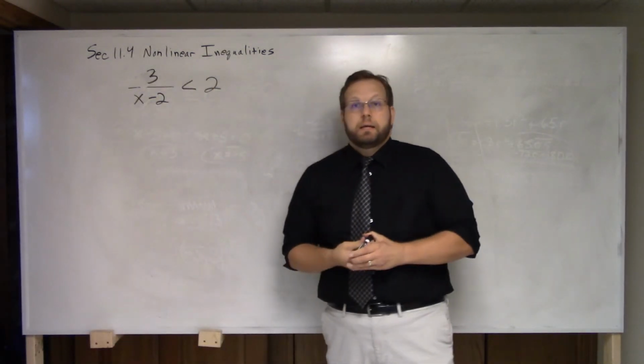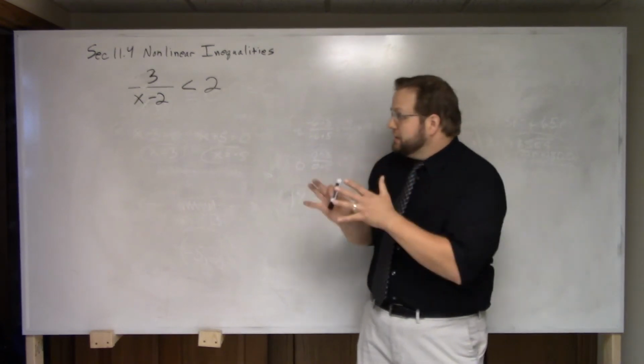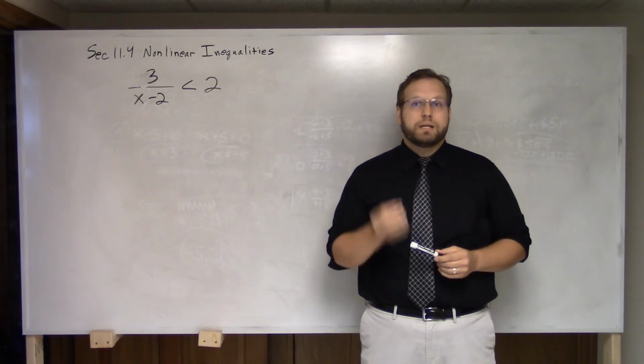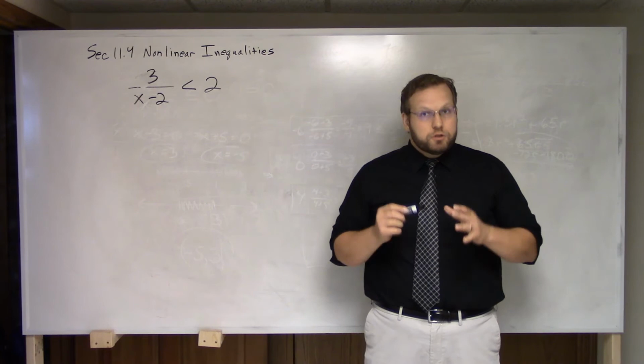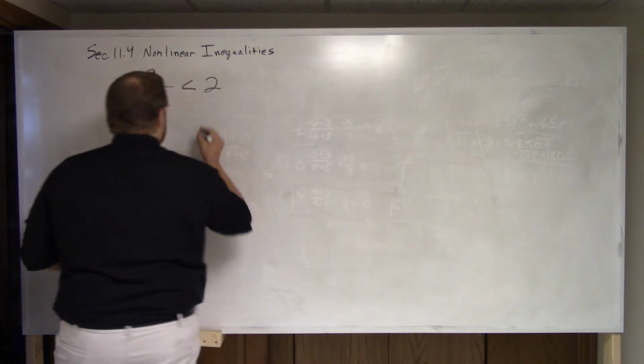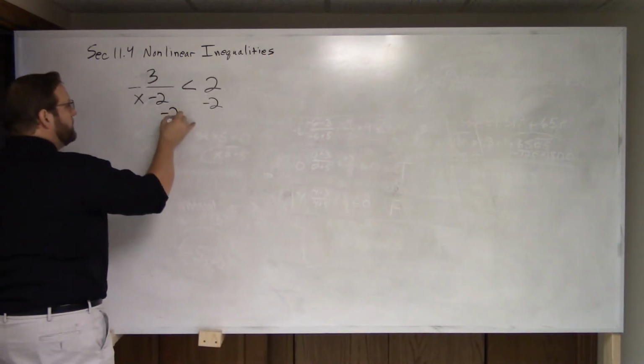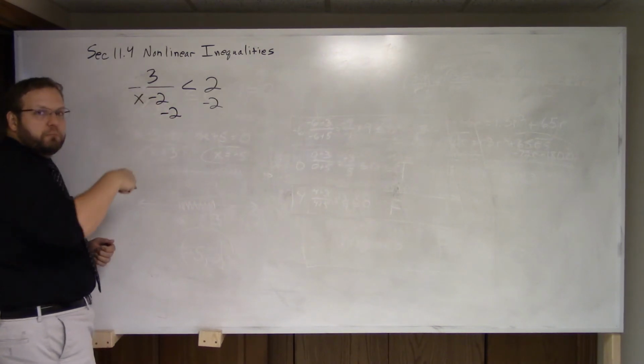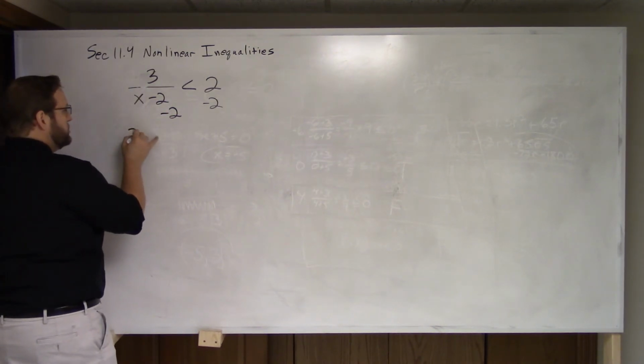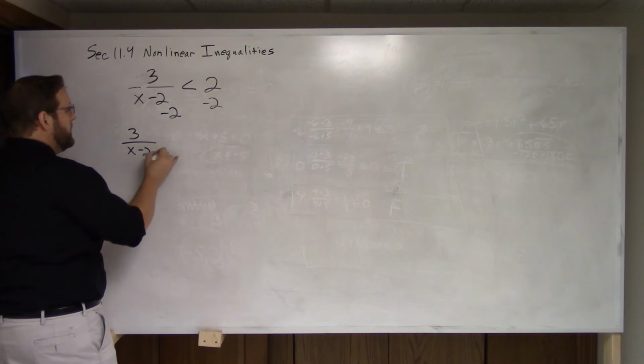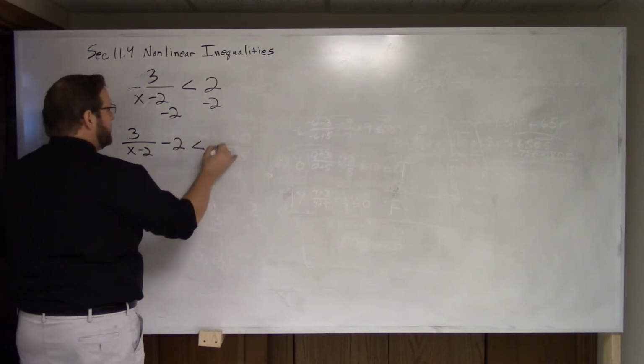Okay. Big difference on this one, as you can see, we don't have a 0 on one side. We need to make that happen. Okay? So what I'm going to do is subtract this 2. But be careful. You can't just combine a couple numbers here. What we have is 3 over x minus 2 minus 2 less than 0.